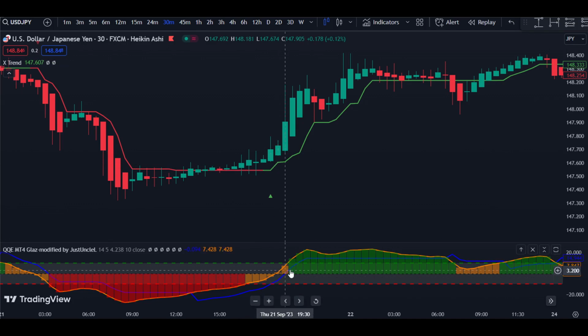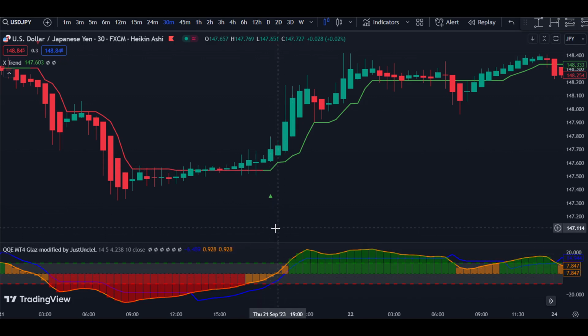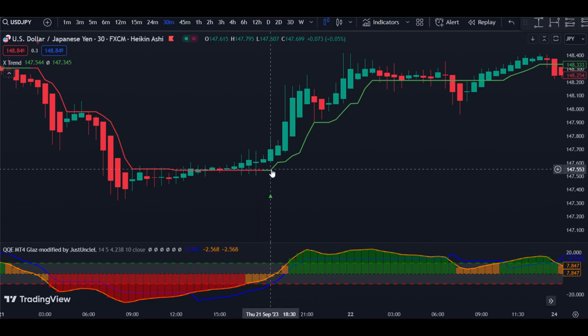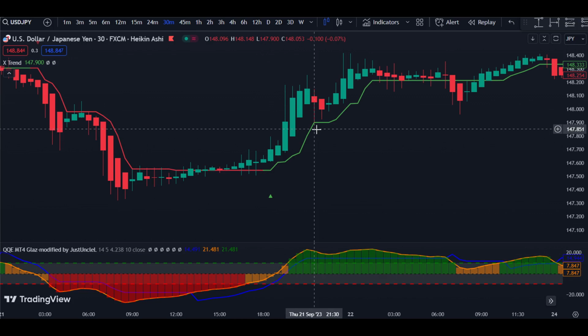After that, we're going to come down here to make sure that the QQE is in the green. So if by the close of the candle, this is not in the green, we're going to avoid the trade. We can see here that this would have been a profitable trade, but we can't bend the rules with our strategies because eventually it's going to wind up putting us inside of a losing trade. We do not want that to happen.